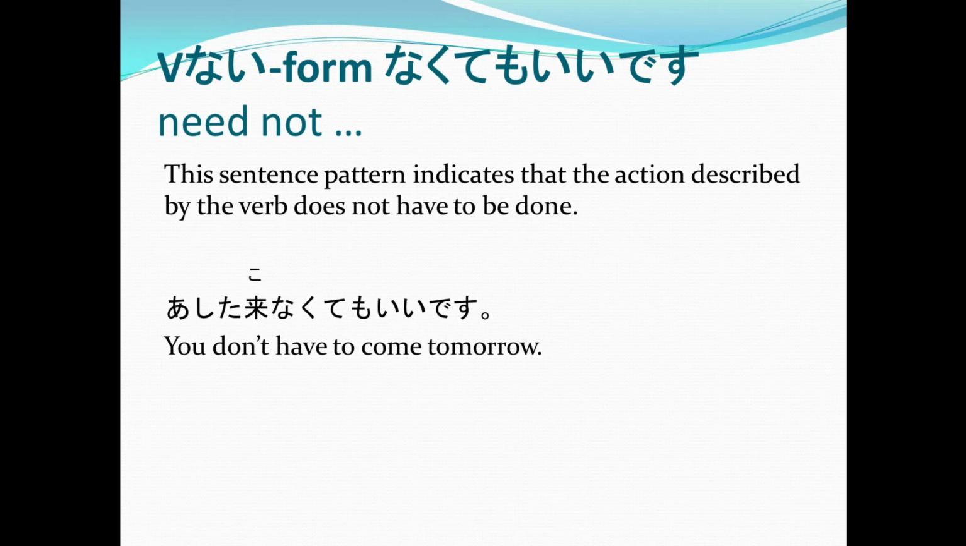From okimasu, and then it's under group 2, so we just have to drop the masu, add nai to oki to become okinai, then add kotemo ii desu. So, okinakotemo ii desu. Wakarimashita? When you have to say that they don't have to eat, tabenakotemo ii desu. They don't have to drink, nomanakotemo ii desu. You don't have to read, yomanakotemo ii desu, and so on.